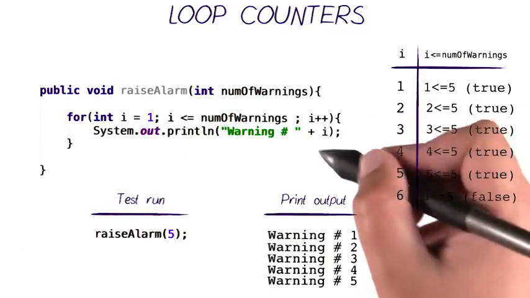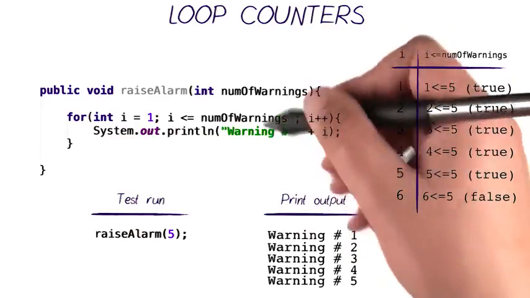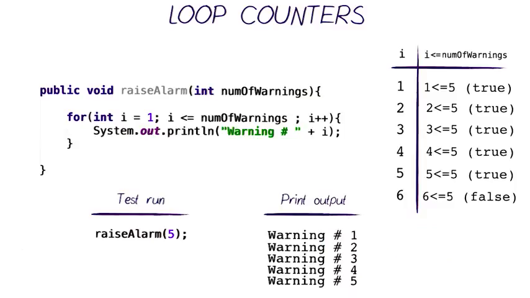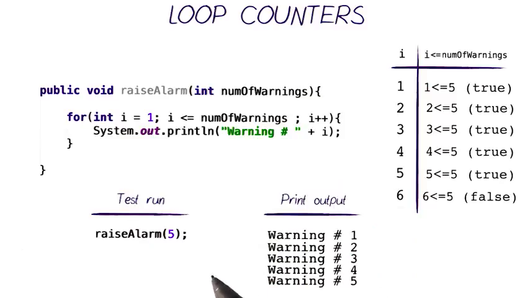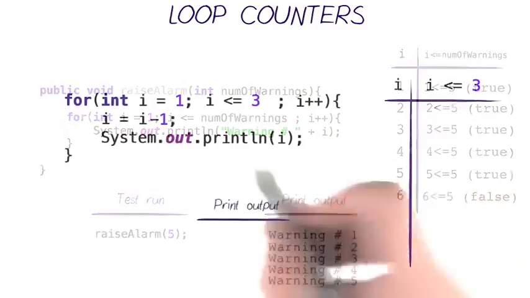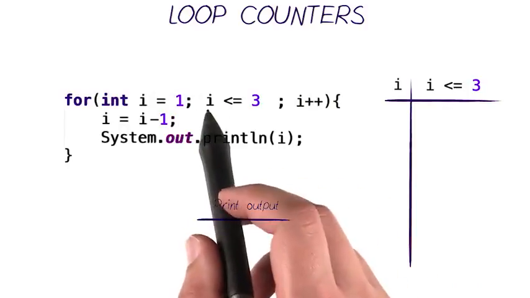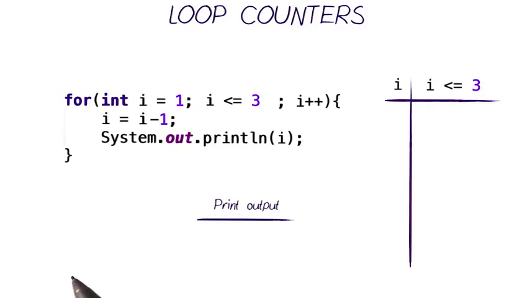We can do a lot of cool stuff using the variable I, because it keeps changing as the loop increments. However, you have to be very careful not to change the variable I, because it's still used to control the loop. Let's have a look at an example. This loop here starts with initializing I to 1, and it keeps iterating as long as I is less than or equal to 3, and it increments I by 1.